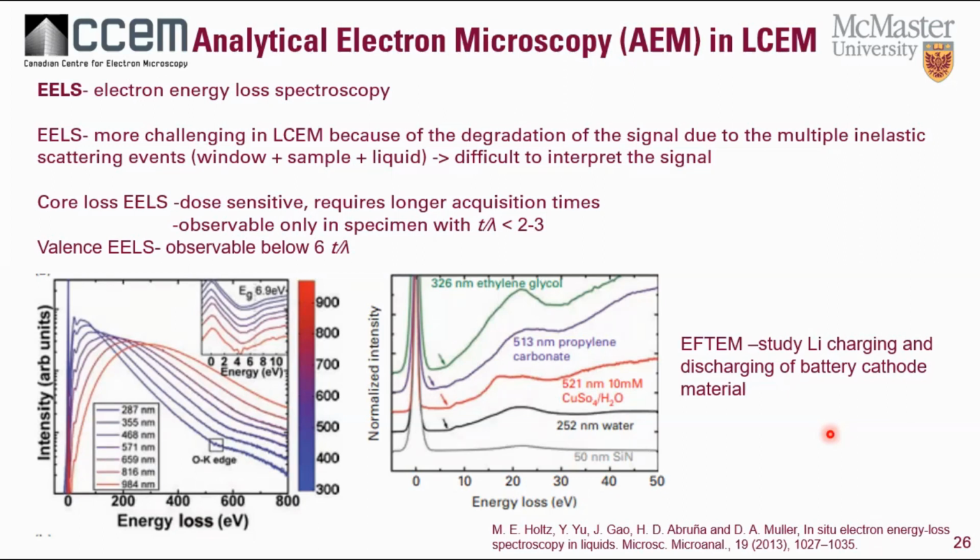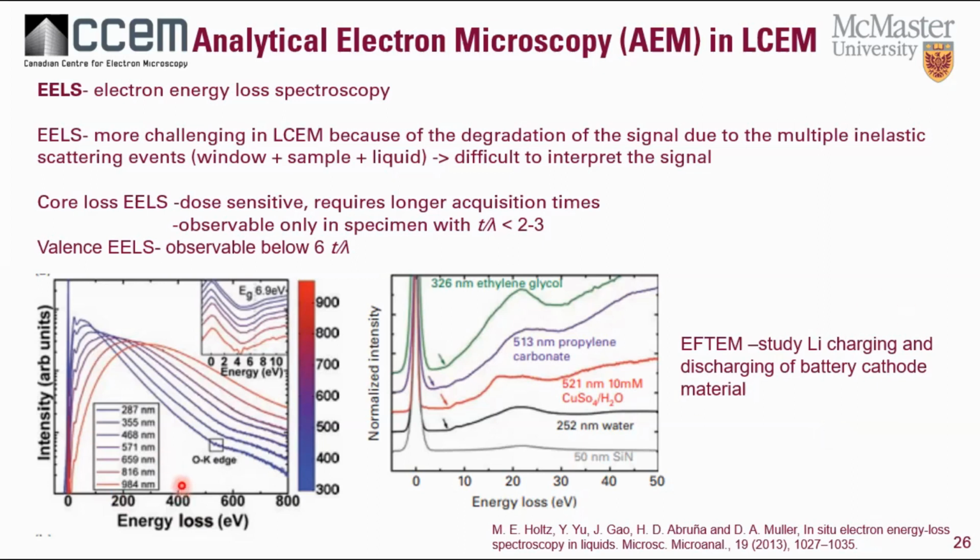So EELS is electron energy loss spectroscopy, and EELS in liquid cell microscopy is definitely more challenging than regular microscopy. This is because of the signal degradation due to the multiple inelastic scattering events. Because we have the window, we have the sample, and also we have the liquid. And that makes it really difficult to interpret the signal. The thickness limitation for valence EELS is nearly twice as large as the limitation for core loss EELS, because there is a little lower energy signal to obscure the valence EELS peak.